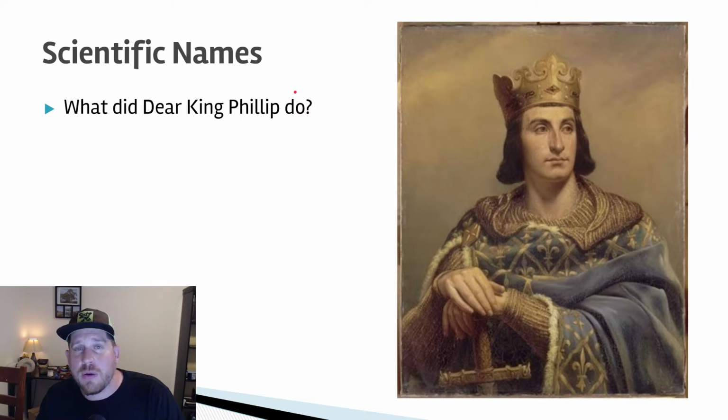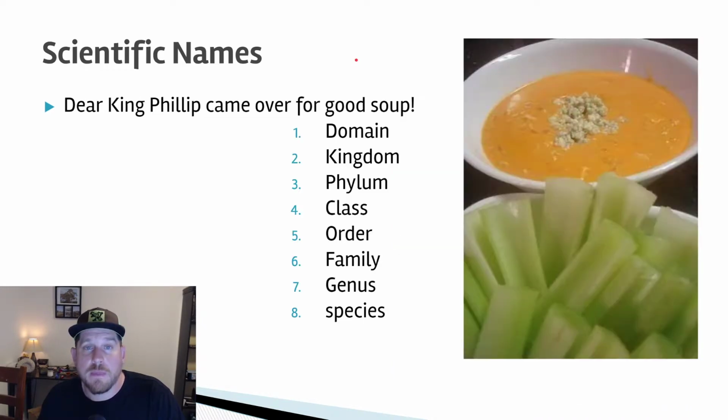So we have to go way back and talk a little bit of history here because dear King Philip, this gentleman here, is going to help us remember the method of classifying organisms. So, dear King Philip did a thing. He came over for good soup. Each letter in this sentence represents a level of classification. And we just went through the idea of genus and species.